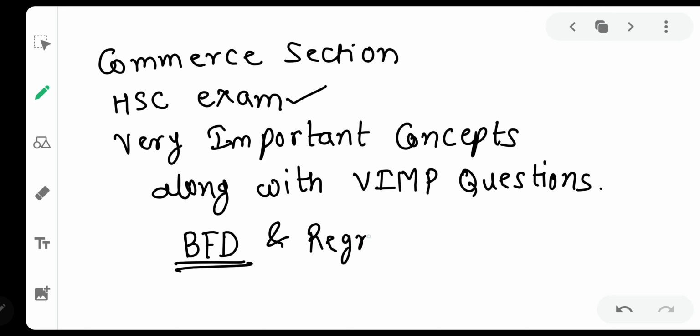Many students asked me how to deal with the chapters of bivariate frequency distribution and regression. Now these two chapters are actually very easy, but there are a lot of calculations involved. That is why it becomes very difficult to solve these questions in the exam. So we are going to deal with these two chapters at the start.